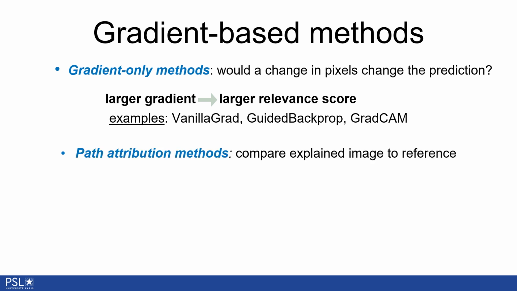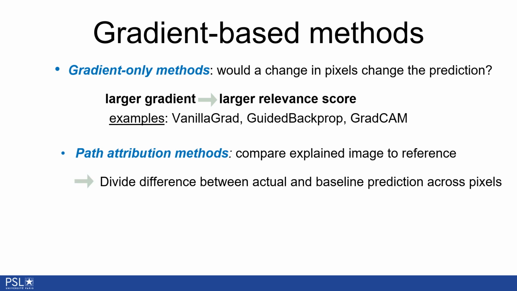In the following, we will cover a couple of examples of gradient-only methods, specifically VanillaGrad, Guided BackProp, and GradCam. A second subclass are path attribution methods, which compare the explained image to a reference image. More specifically, these methods divide the difference between the actual and the baseline prediction across pixels. In the following, we will cover one example of this subclass of methods called integrated gradients, but other examples exist in the literature such as DeepTaylor and others.